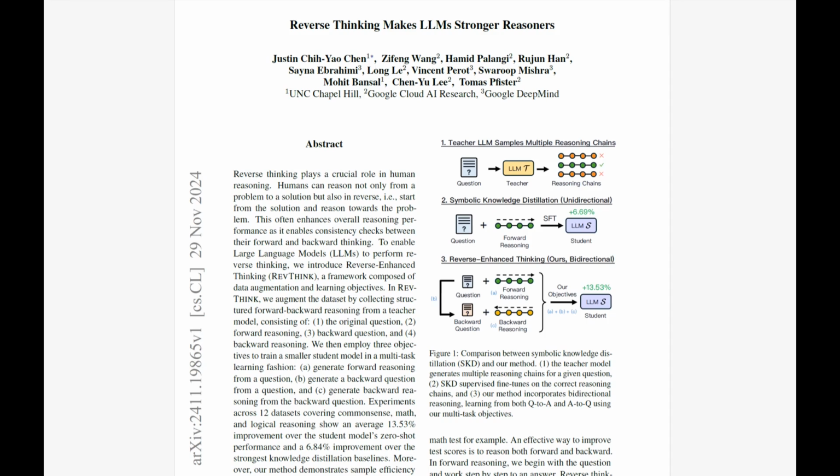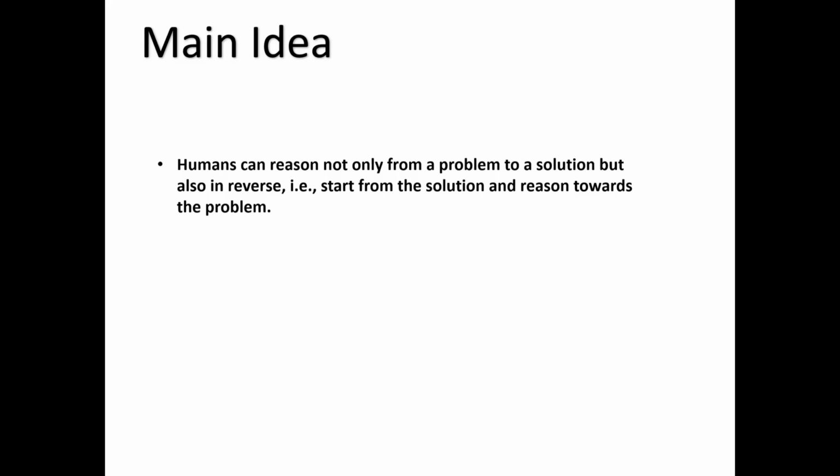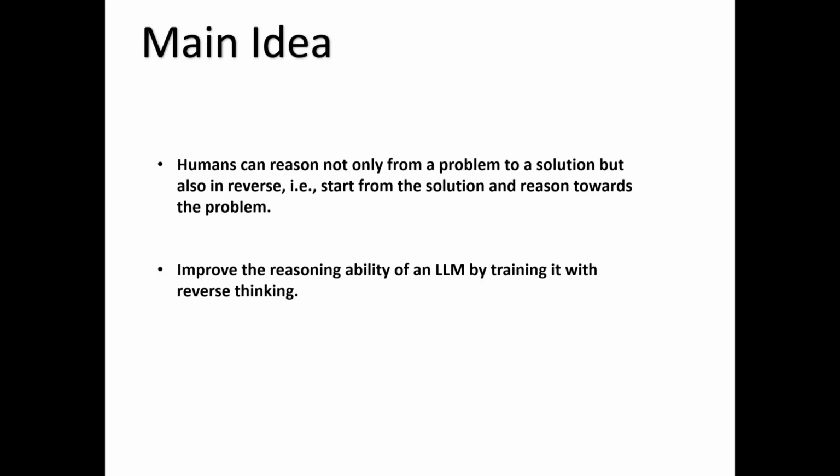Today, I'm going to introduce another research paper that aims to improve the reasoning capabilities of large language models. It's called Reverse Thinking Makes LLMs Stronger Reasoners. Here is the paper. So the main idea is that humans can reason not only from a problem to a solution, but also in reverse, starting from the solution and working back toward the problem.